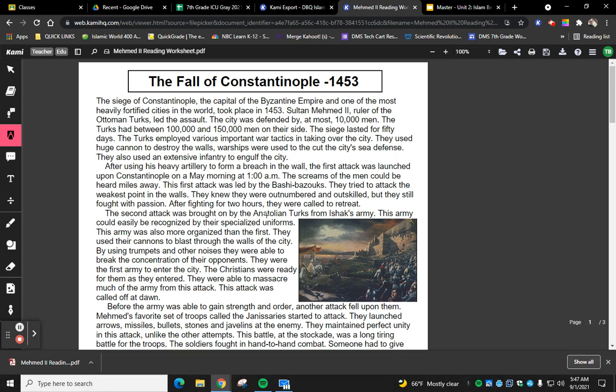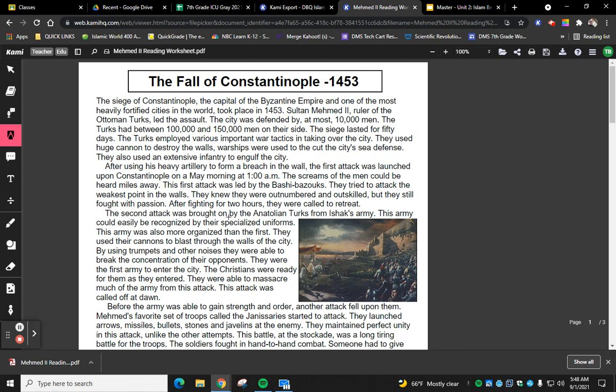After using his heavy artillery to form a breach in the wall, the first attack was launched upon Constantinople on a May morning at 1 a.m. The screams of the men could be heard from miles away. The first attack was led by the Bashi Bazouks. That's just the leaders. They tried to attack the weakest points in the walls. They knew they were outnumbered and outskilled, but they still fought with passion. After fighting for 2 hours, they were called to retreat.